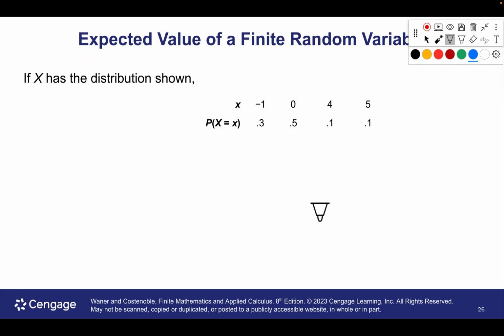Okay. So here's an example. We've got this distribution. Again, we don't know how many times it's been done, but this is maybe some game or something, getting a -1.